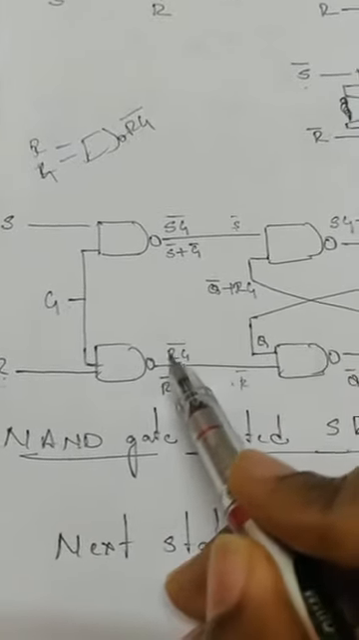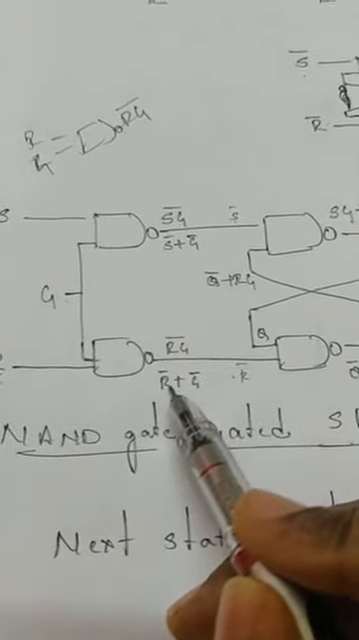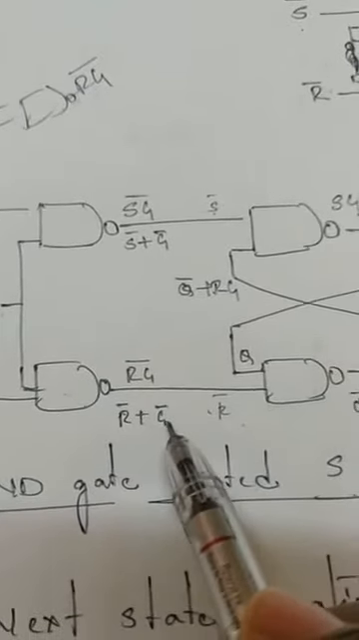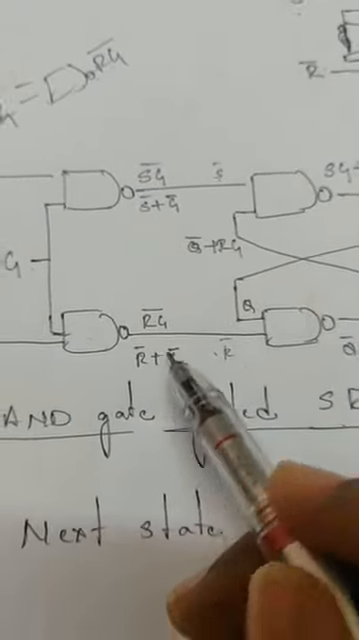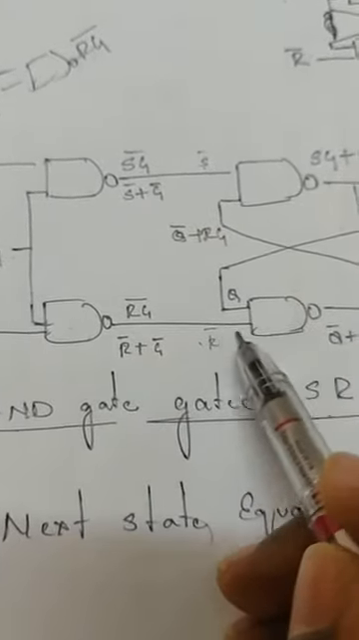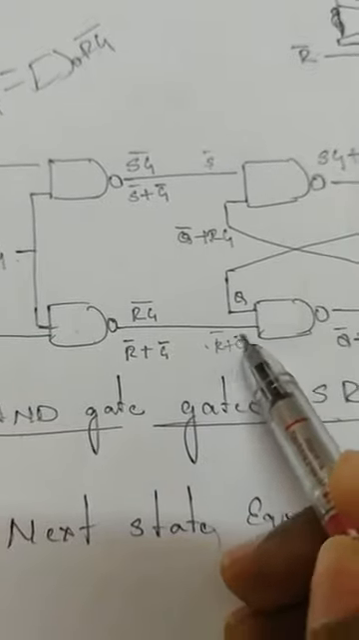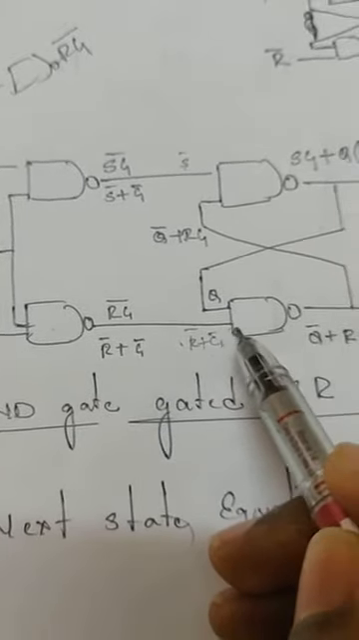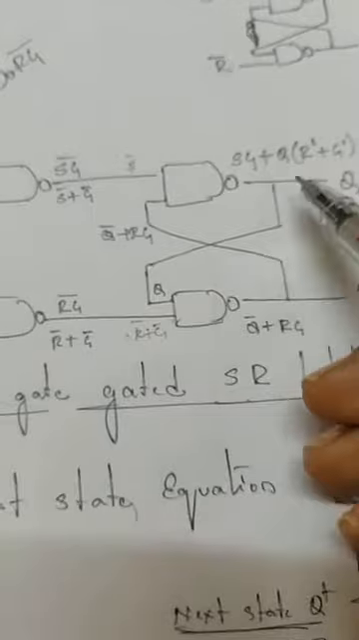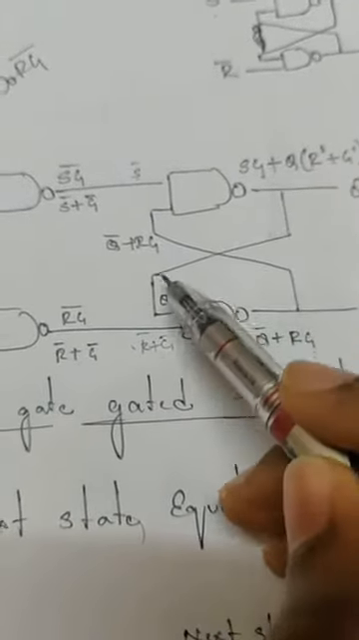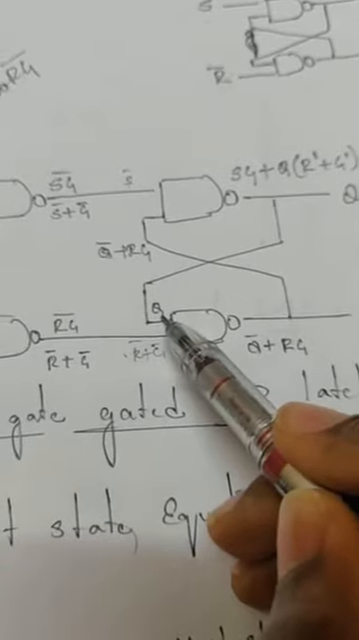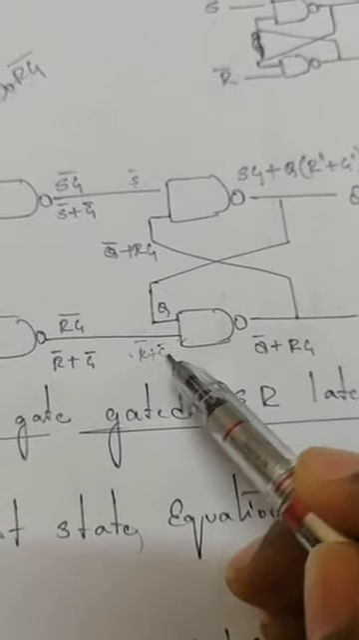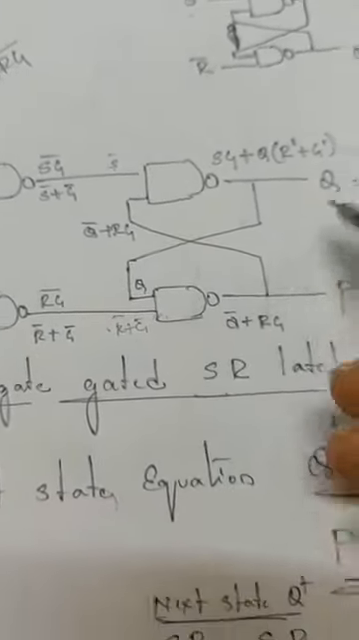So this is over here. When you divide this Rg whole bar, it can be written like this: R bar plus G bar. So this will be the input here. R bar plus G bar will be the input for this NAND gate, and the other input is from Q. Q is one input for this NAND gate, and R bar plus G bar is another input for this NAND gate.